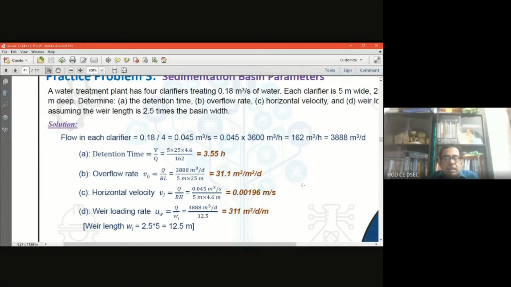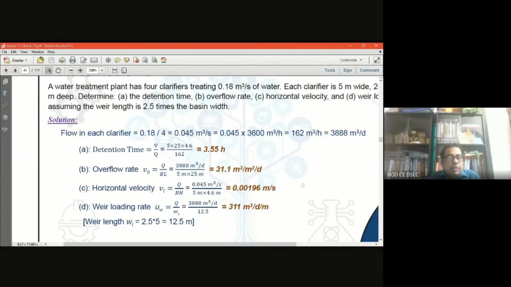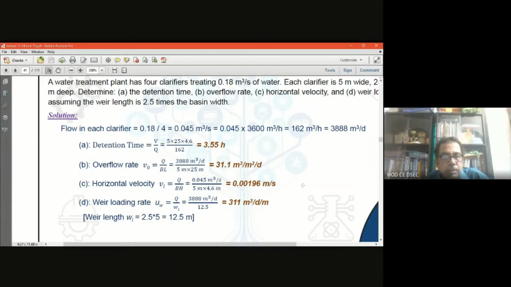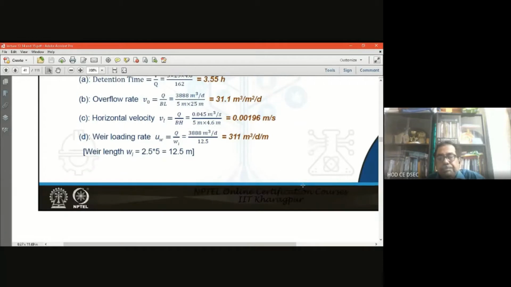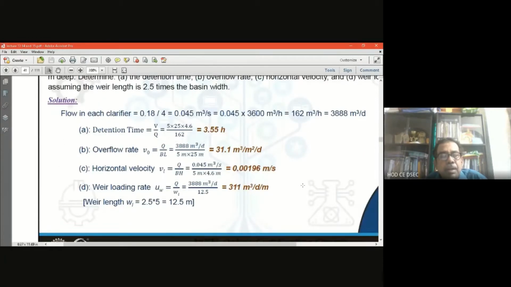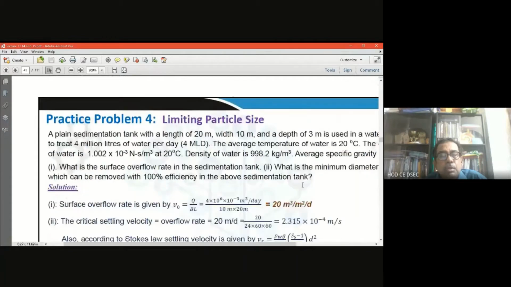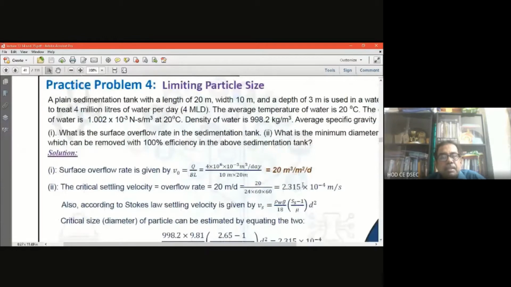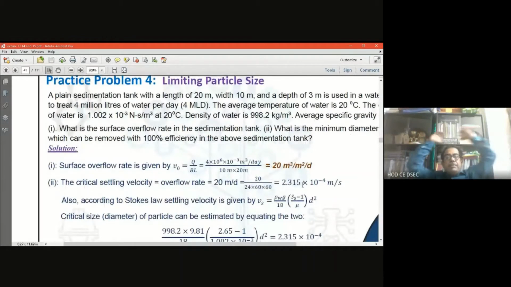So this is the thing which I have explained to you. The four parameters you have to find out: detention time, overflow rate, horizontal velocity, wear loading. Now, the second problem I am going to show you, limiting particle size. This is a very interesting, different type of problem that I will discuss.